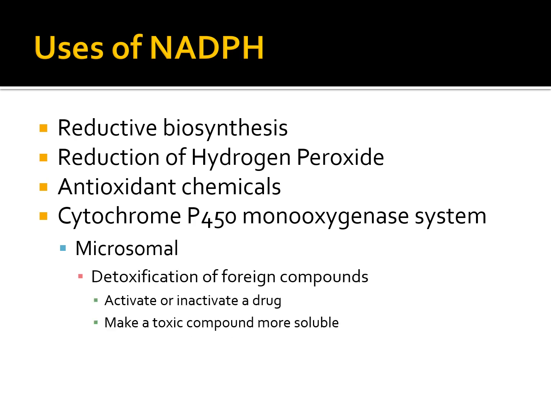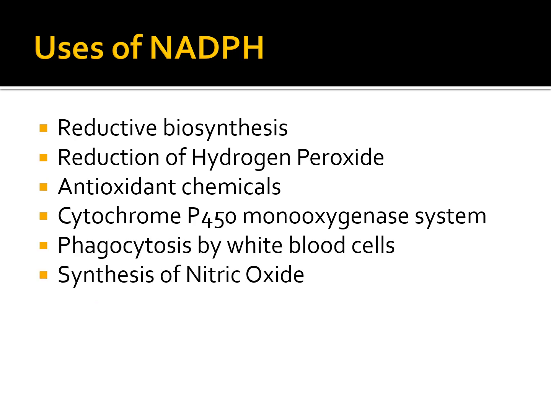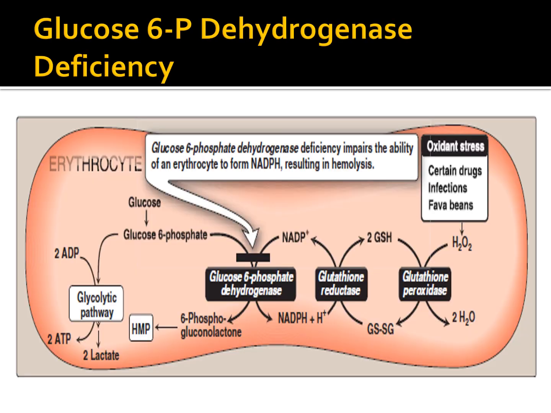In the microsome, it detoxifies foreign compounds, activates or inactivates a drug or makes a toxic compound more soluble. It's also involved in phagocytosis by the white blood cells and synthesis of nitric oxide. So a G6PD deficiency impairs the ability of an erythrocyte to form NADPH, resulting in hemolysis. This would result in oxidant stress, which would be triggered by certain drugs, infections, and fava beans.